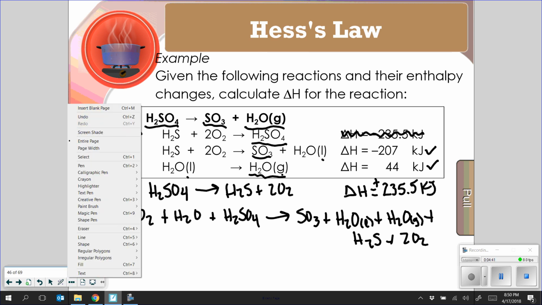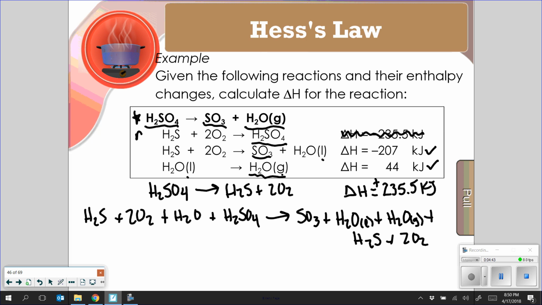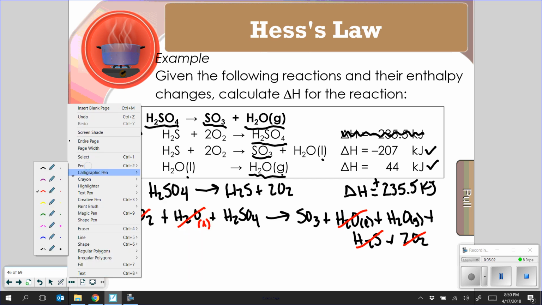So I'm going to go ahead and change my color pen here so you can see easily what I'm doing. So I've got H2S over here, and I also have it over here, so that can be canceled off. I've got 2 O2s here, and I've got 2 O2s over here now. And I've got H2O liquid, I should have had a liquid here, right here and right here. And so you'll see what I'm left with here.